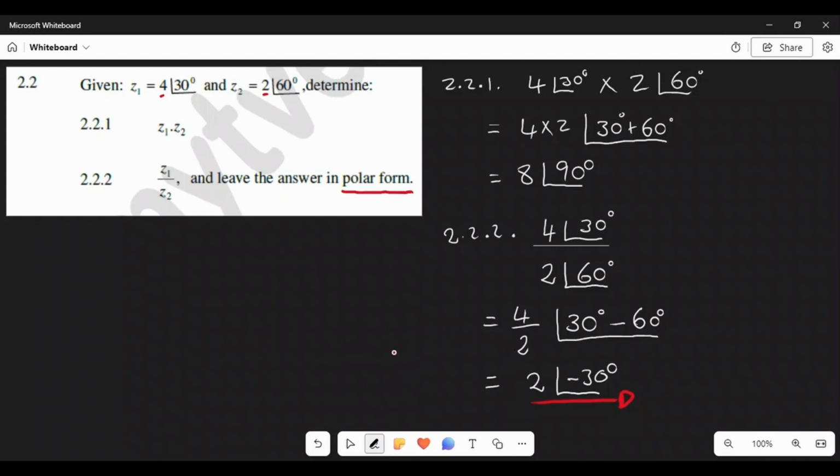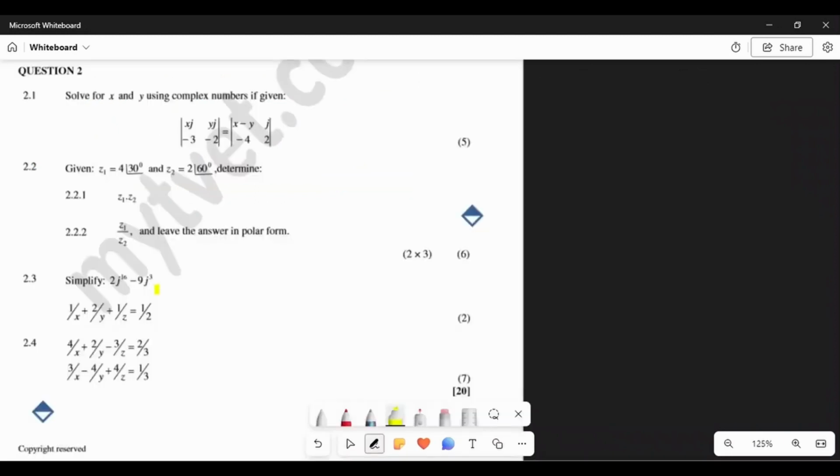Alright, it's time for us to do the following question, which is question 2.3. Alright guys, let's look at 2.3. But before we look at it, I need you to pay attention to the error that is here. There is a printing error here, so be very careful. But 2.3 is actually this question here.